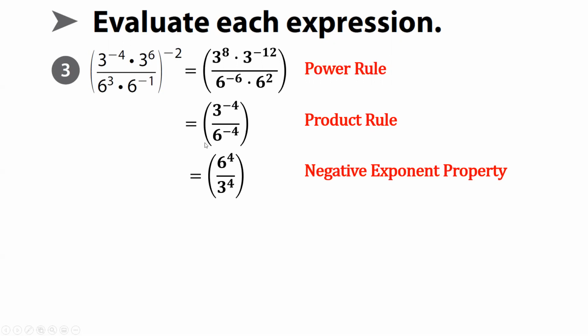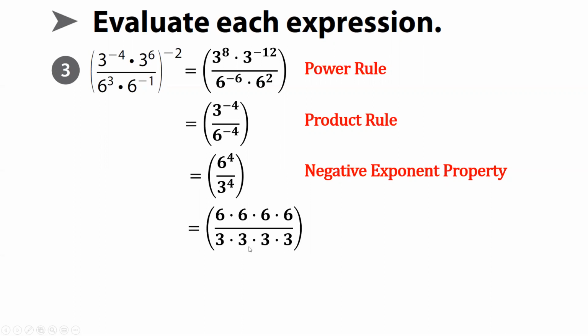Typically, this is where you would stop, but since the directions tell us to evaluate, they want us to know what this actually equals. Does it equal 5, 15, 32? To figure that out, we have to do a couple more steps. I asked myself, what does this statement actually mean? Well, 6 to the 4th power means 6 times 6 times 6 times 6. And 3 to the 4th power means 3 times 3 times 3 times 3.